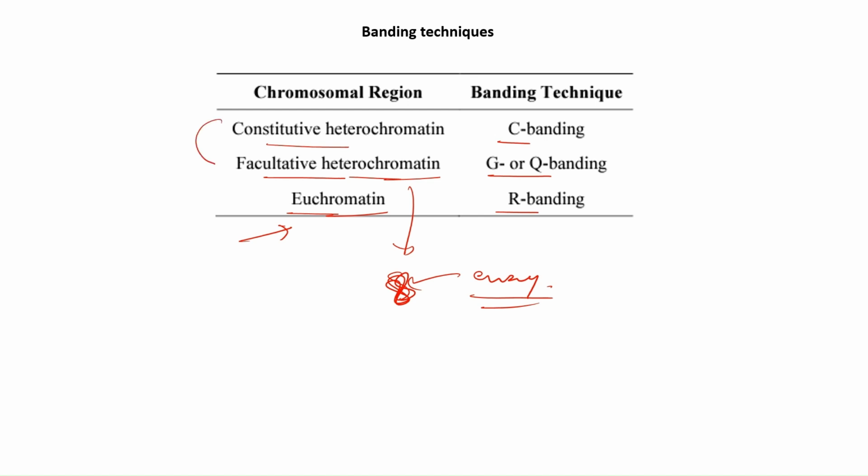Coming to constitutive and facultative, constitutive means that part of the chromosome which is always in a heterochromatin state. That is constitutive. For example, centromere. So centromere always remains in a heterochromatin state. Facultative means they are on and off between heterochromatin and euchromatin state.